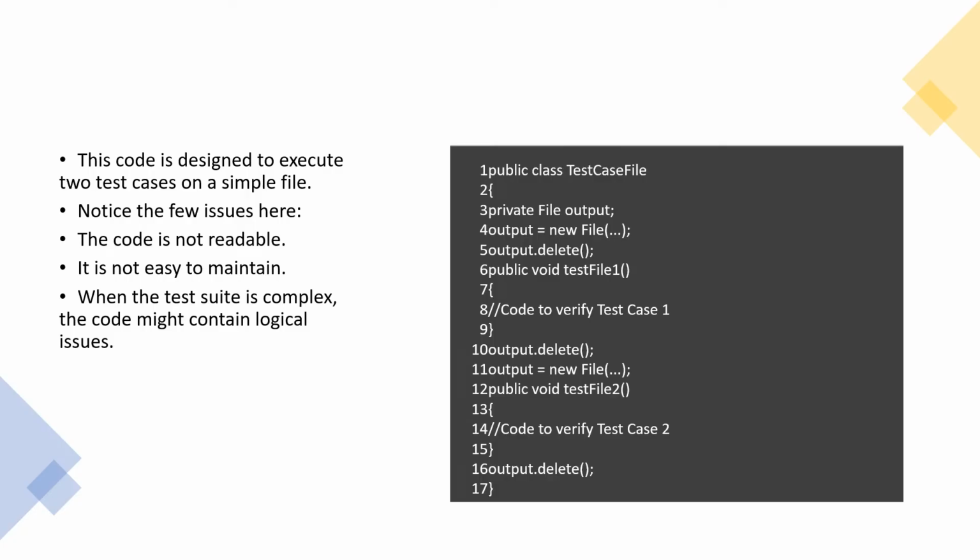Here in this code, you can see it is designed to execute two test cases on a simple file. We have to notice a few issues here. The first one is that the code is not readable properly and it is not easy to maintain. When the test suite is complex, the code might contain logical issues, right? Because we cannot identify at once which are the test cases and which is the normal code which we might need to execute.